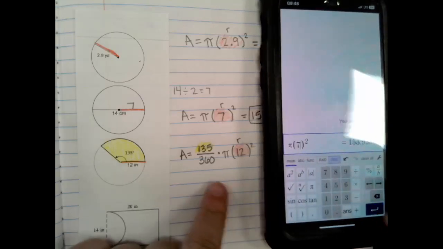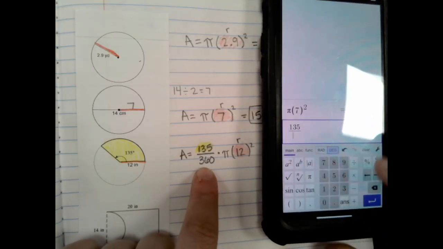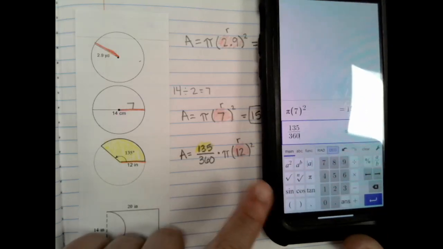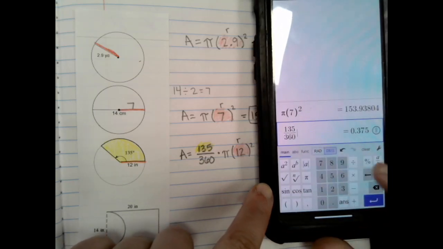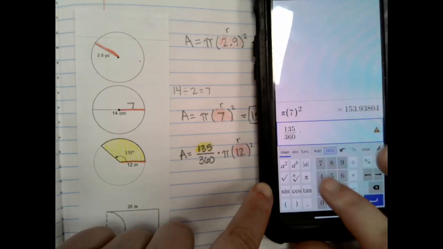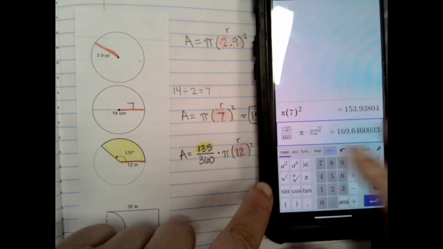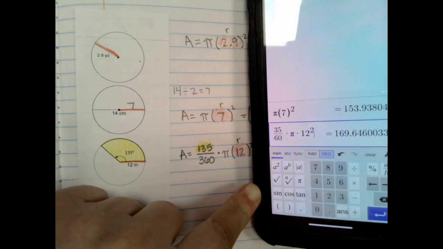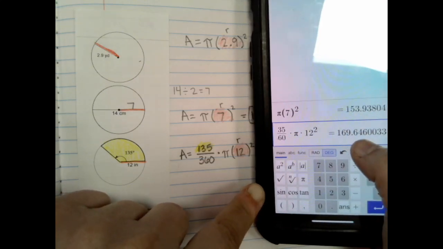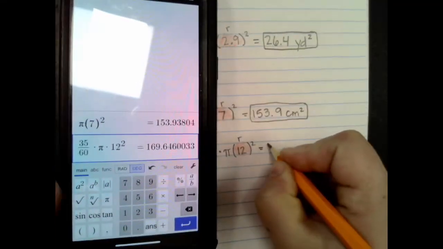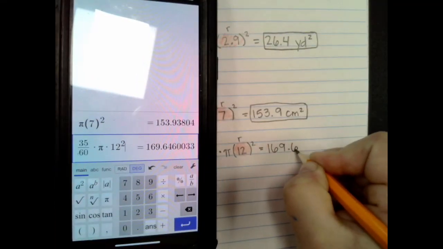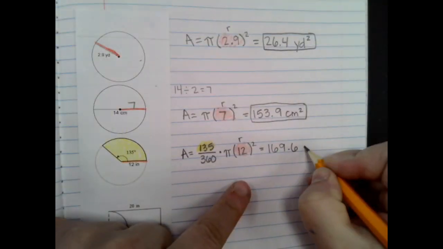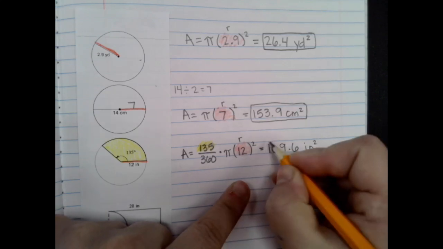Okay, we throw that in the calculator. 135 out of 360. Make sure you always hit the next button off to the side, times pi times 12 squared. All right, we get 169.6 or 169.7. Yep, 0.6. And it's square inches. I didn't see the label. I thought we were going to have to say units.